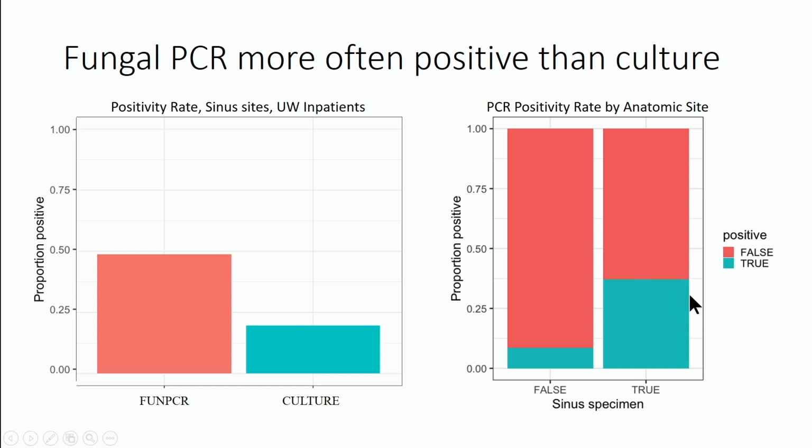I don't think of sarcoid as being particularly prominent in the sinuses, but I do think if you have a reason to order a broad-range fungal PCR on a sinus specimen, you're probably thinking about someone who's quite sick and may have an invasive infection there.